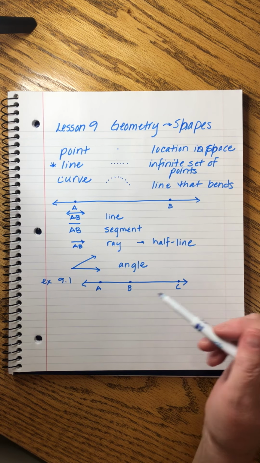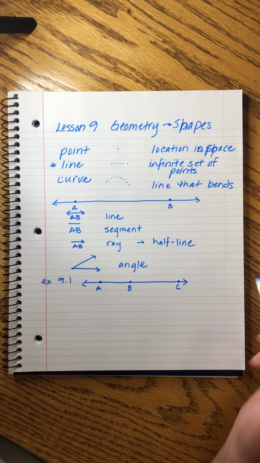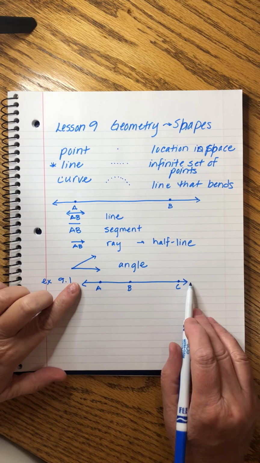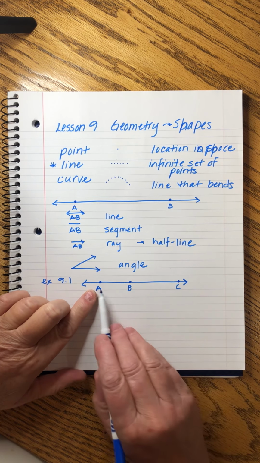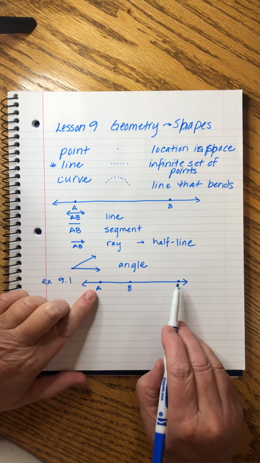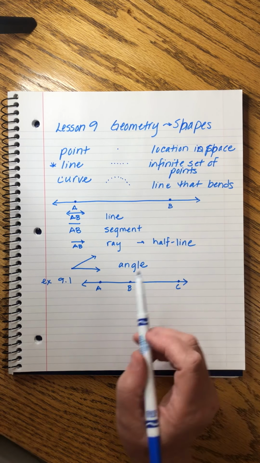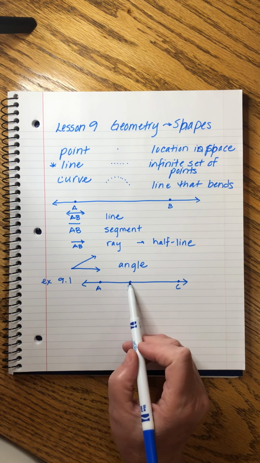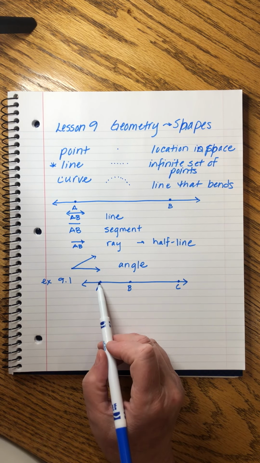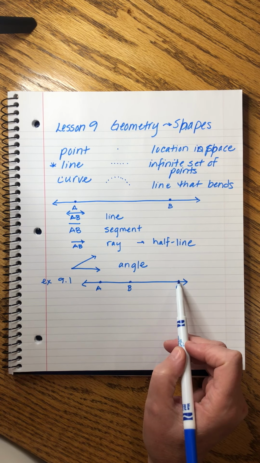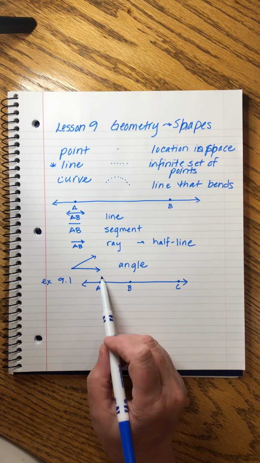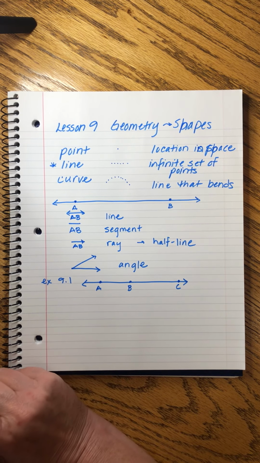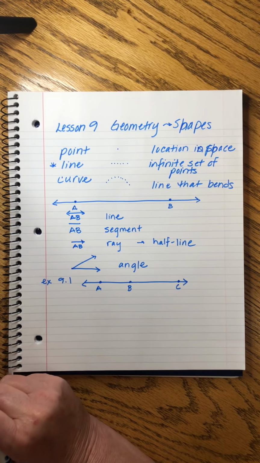Please don't skip it. All right, so we have a line that goes infinitely, and we've identified 3 points on the line, A, B, and C. And this identifies technically 3 segments if you think about it. We can go segment AB, or we can go segment AC. Oh wait, there's even more. We can go segment BC, and we can go segment AC. Whoa, there's 4 segments built into that.